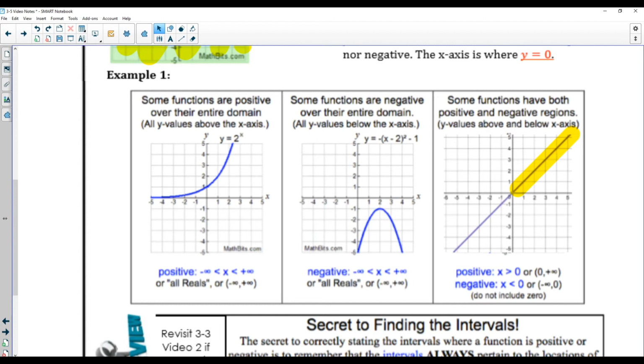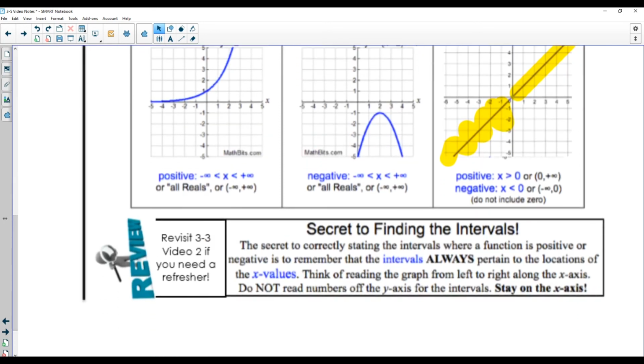At the same time, your negative section is going to be down here below the x-axis. So that happens everywhere that x is less than 0. As I plug in values that are negative, I get out values that are negative. Again, I did not include that 0 because that is the point where it's equal to 0, and that's neither positive nor negative.